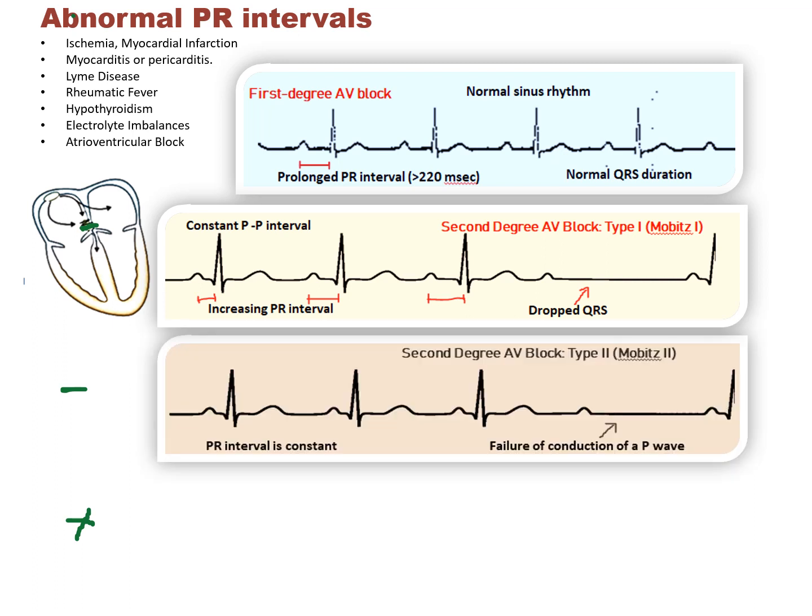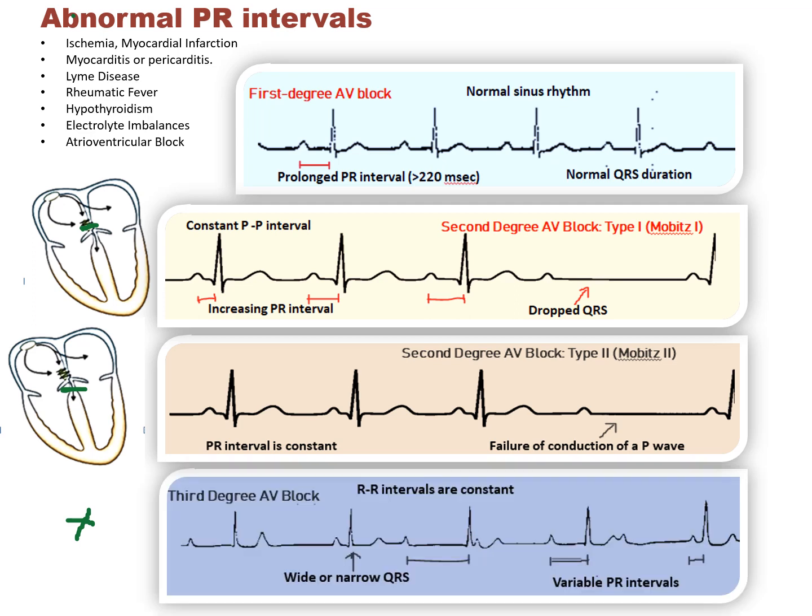In second degree atrioventricular block Mobitz 2, there is a blockage at the bundle of His. There is prolonged PR interval, but this prolongation is constant throughout the leads. In third degree atrioventricular block, there is a complete block, with no P wave producing QRS complexes. So there is a variable pattern of PR intervals.